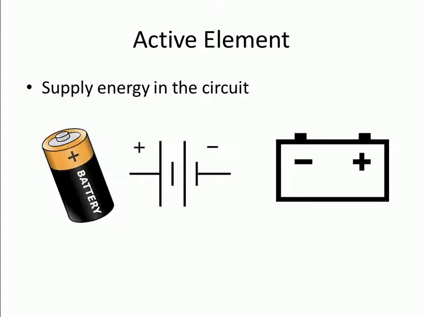Active elements are those elements which are used for providing the energy in our circuit, and an example is a battery, and they are the sources. Because of these active elements, our network gets the energy, and without them our network doesn't get the energy. Those things that provide the supply, that provide the energy in our circuit, we call active elements.